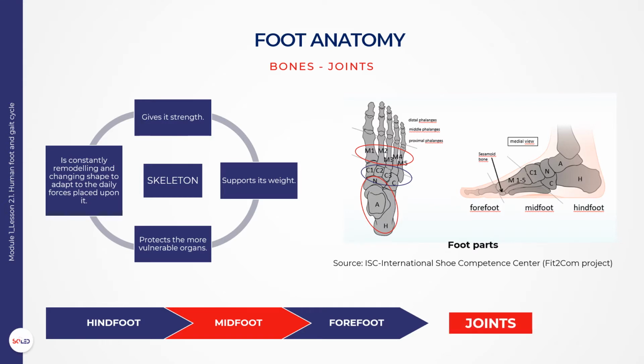The foot and ankle complex involve numerous joints which have been hypothesized to fulfill a significant role in the lower limb kinetic chain during human locomotion. Similar to the bones, the joints are divided in 3 groups: hindfoot joints, midfoot joints and forefoot joints.